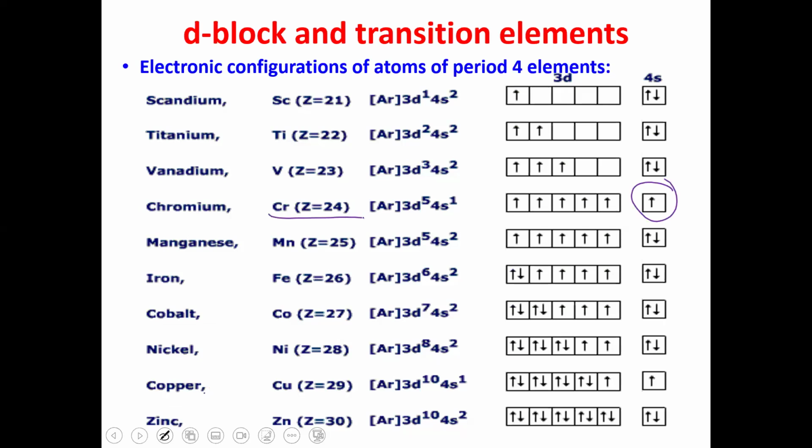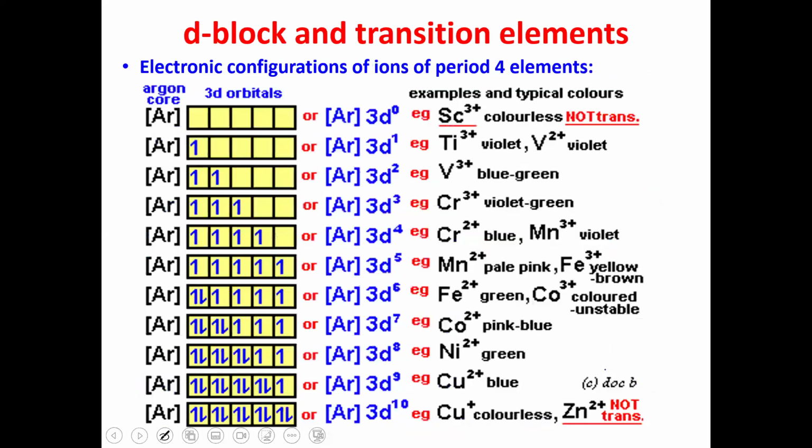Z is equal to 24. One electron is given to 3D so that it becomes stable. And then when you reach the second last, which is copper, you will find a similar loss of electron here. And the 4s orbital, when it is full, it is stable. When it is half, it's also stable. Look at the 3D orbitals here. 3D orbitals are gradually filled.